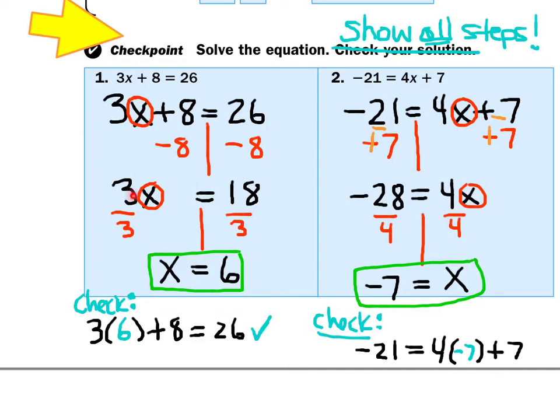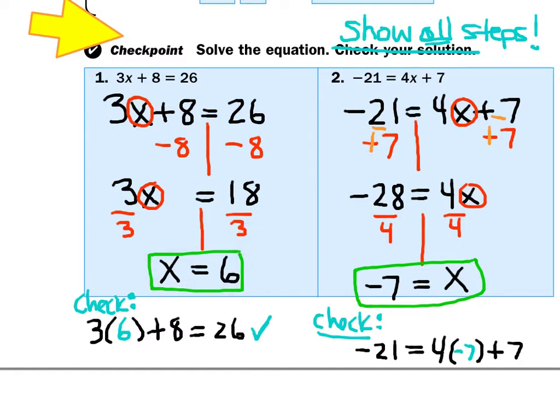So bring down the 3x, positive 8 plus negative 8 destroy each other, bring down the equal sign, and then 26 plus negative 8 makes 18. Now I have 3x equals 18. So I circle the variable, I bring down my wall, and notice how the 3 is being multiplied. So I do the inverse. I divide both sides by 3, and 3 divided by 3 cancels out. So I bring down my x, I bring down my equal sign, and 18 divided by 3 gives me 6, and I box my answer.